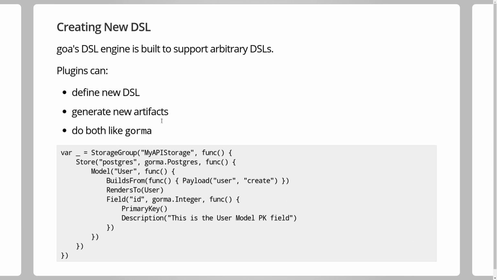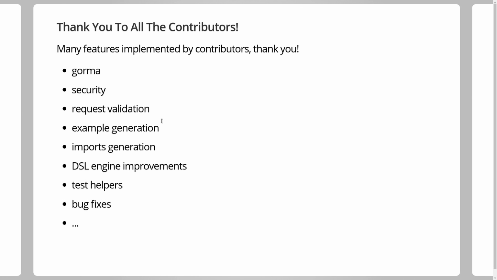And you can see here the DSL is completely different, right? It's defining models, database models with fields. And from that definition, the generated code can take advantage of the API types and create models from the API types, or create API types from the models. So it's very nice. So thank you to other contributors.